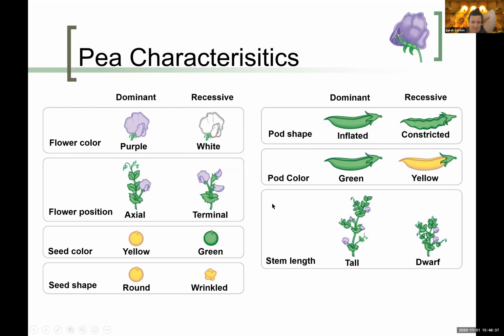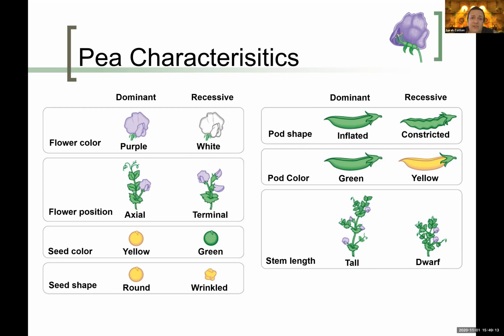Now, one of the benefits of peas, aside from being easy to grow, growing fast, and being easy to keep in captivity and all of that, is that they have a lot of characteristics that are very straightforward, either this or this, right? So when you're trying to study these different traits in peas, you can study their flower color, the position of the flower, the color of the seeds, the shape of the seeds, the pod shape or color, the stem length, right? All different kinds of things.